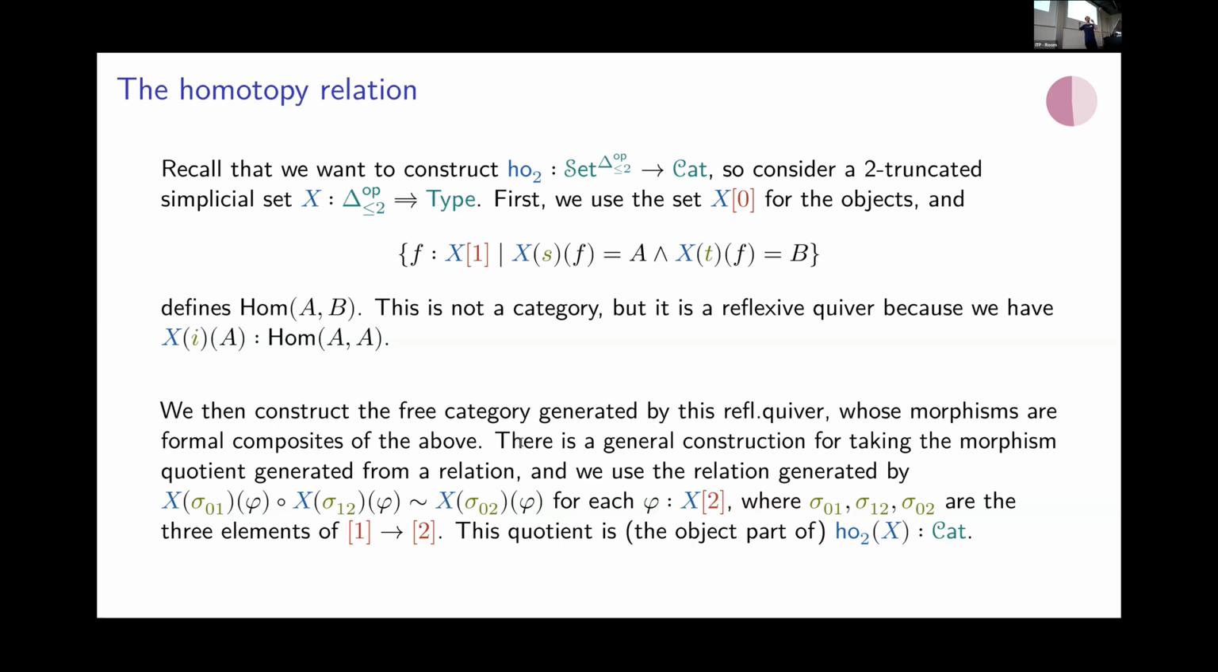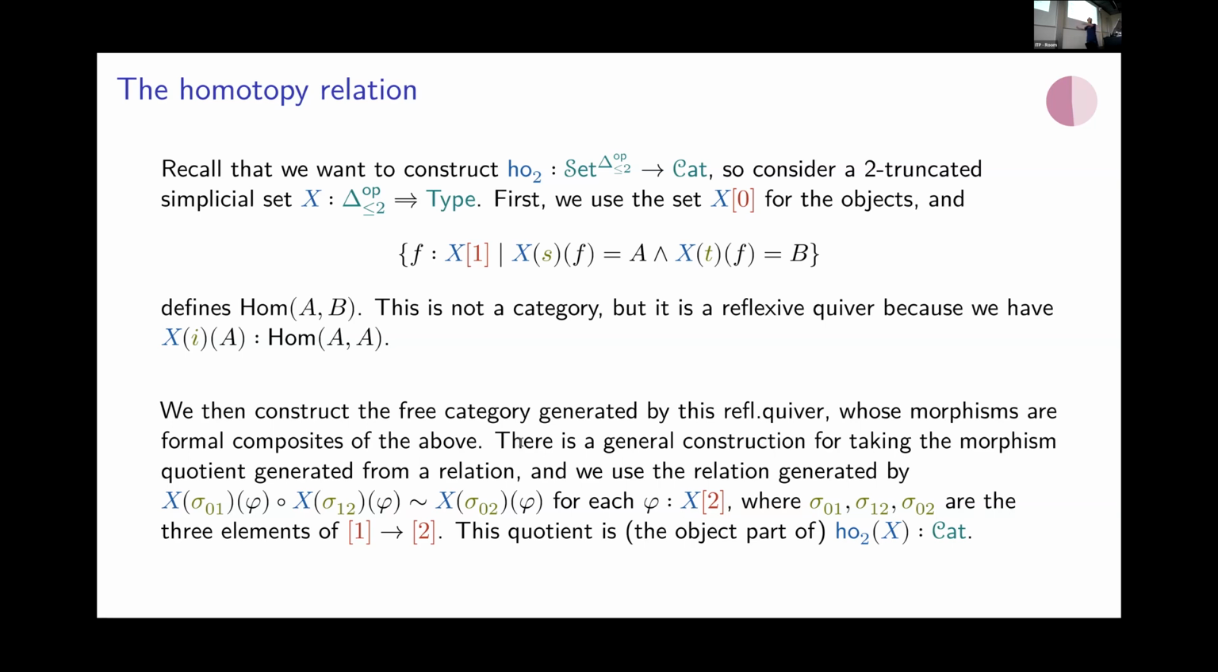So that's our input to the free category construction. That gives us a free category using this data. The elements of that free category are essentially strings of these x1 arrows. It's just freely generated from these things. And then we take a quotient using this relation here.